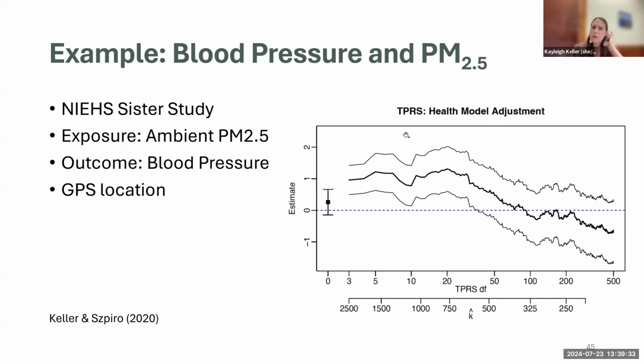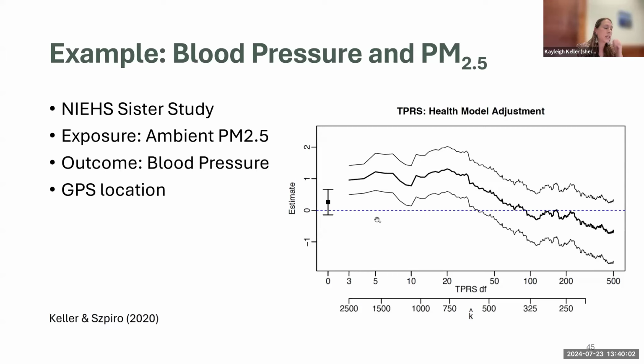So just to move towards the end here, showing some examples, I've got examples from 3 different cohort studies where we actually adjusted for splines, different numbers of splines, and want to show you the different results we might get. So in the NIEHS Sister Study, where we're looking at exposure to ambient air pollution, ambient particulate matter, and its effect on blood pressure, this was a cohort of almost 50,000 adult women where we had their exact GPS location. We knew the latitude and longitude of their residence.